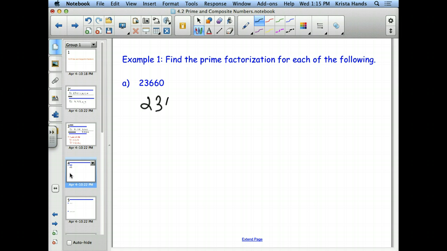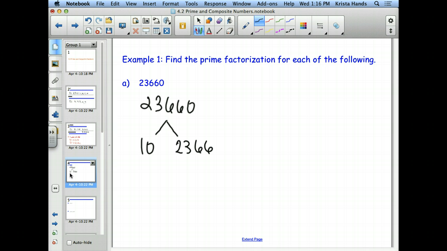There are some nice things about trees, and then there are some not so nice things about trees. The nice thing about trees is that you can choose any 2 factors to start with. So, what is a number that would divide these? It doesn't have to be prime. 10. And 10 is a really good choice to start with because I see the ending 0, right? It sure is. So I can put 10 here, and what would the other number be, Brianna? 2,366, right.